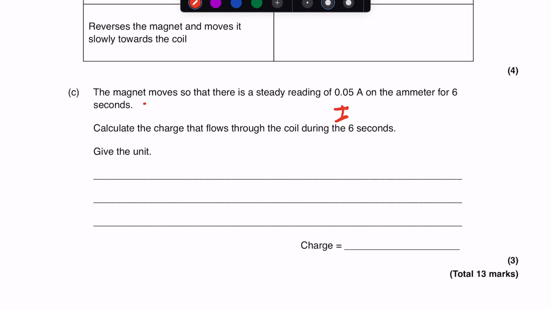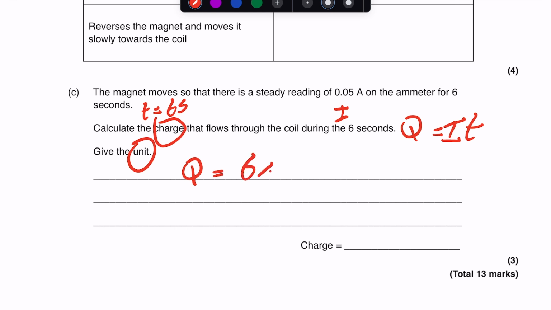So you should already be thinking, what's going to link current and time? Well, we're going to calculate charge. If you look on the formula sheet, you'll get Q equals I times t. And we want the unit as well. So calculate the charge. It's going to be the I, which is 0.05, so 6 times 0.05. 6 times 5 is 30, so it's going to be 0.3. And the units are coulombs. And that's it, 13 marks.